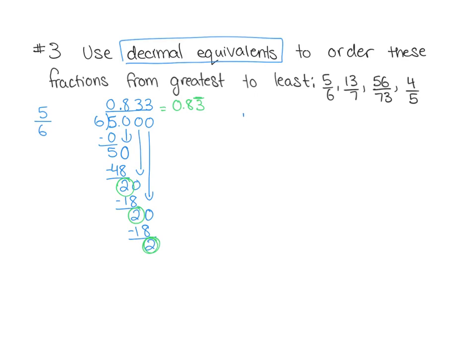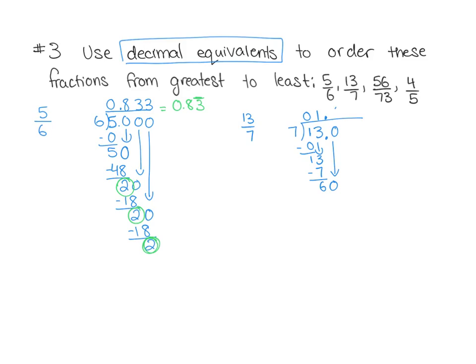Our next number is 13 over 7, and we can actually keep doing our division. Now, we're dividing 13 by 7 because it's the numerator on the inside. So we actually will get an answer before we get to the decimal. 7 doesn't go into 0, but it can go into 13 once. So that's 7. We have a remainder of 6. Then we bring down the 0.